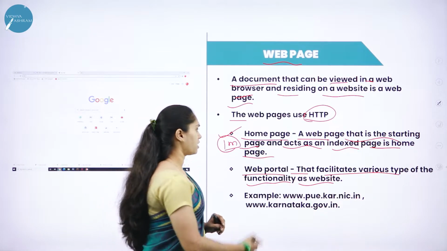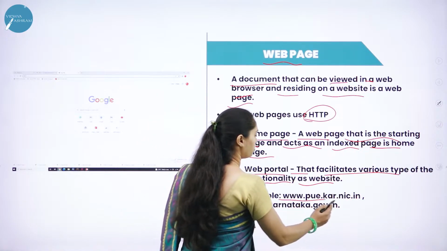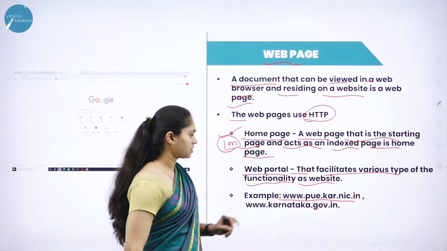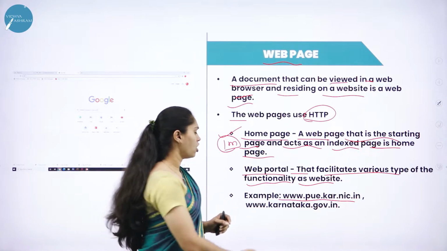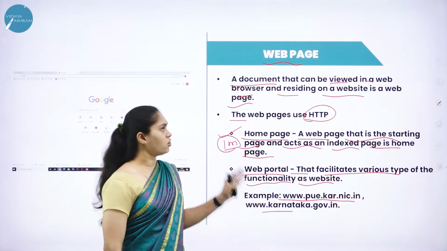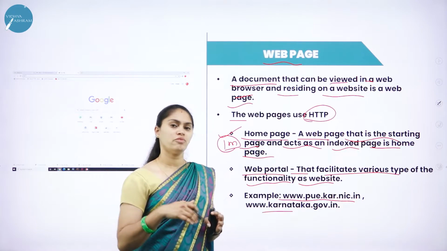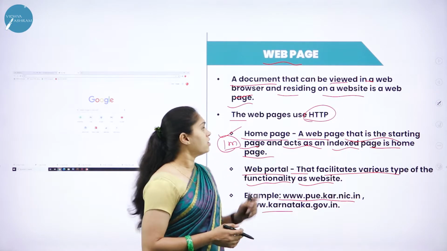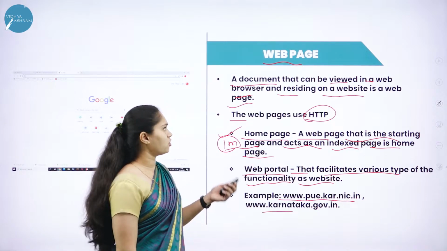Web portal. And if you consider the web page example, it may comprise www.pue.kar.nic.in. And also we have one more link that is related to web page. So mainly it acts as a document which is displayed on a browser and which resides on the website. This is related to web page.